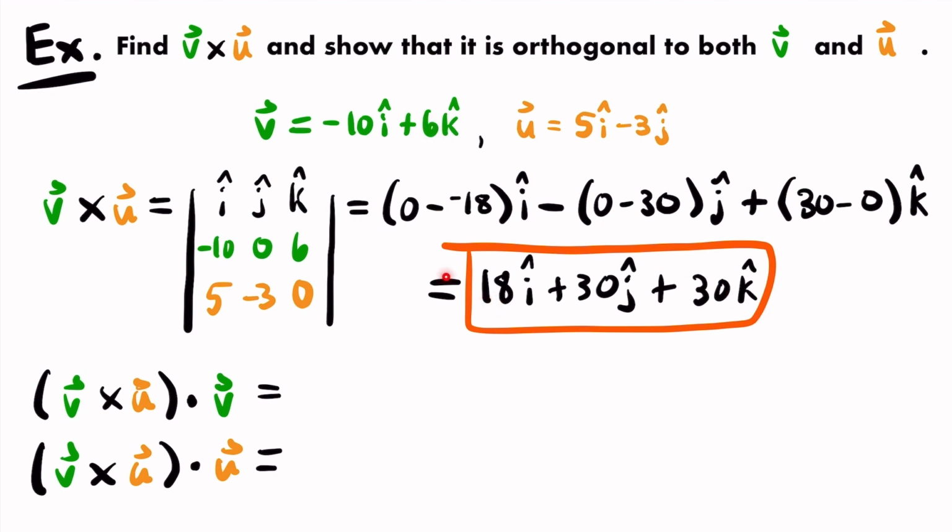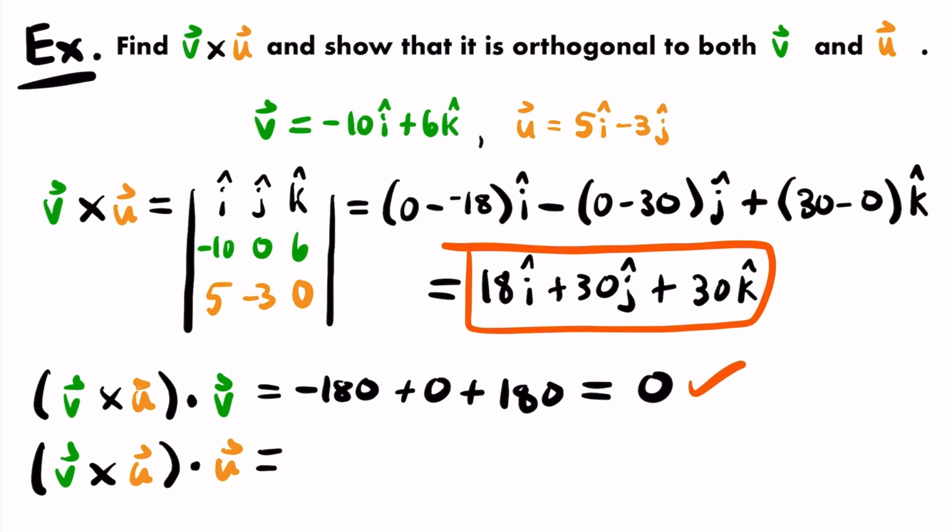So we'll have 18 times negative 10. Those are our x components. And 18 times negative 10 is negative 180. Then we'll add that to our y components multiplied together, which will be 30 times 0, right? There is no j term, so the coefficient of j is 0, which means the y component is 0. So we have 0 times 30, which is 0. So we're adding 0, and then we add that to the product of our z components, which are 30 and 6. And 30 times 6 is 180. And so if you look at that, we have negative 180 plus 0, doesn't change the value, but then adding 180 will give us 0.